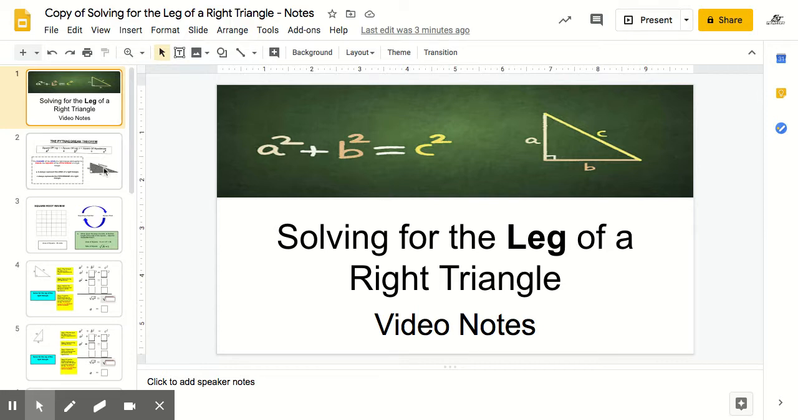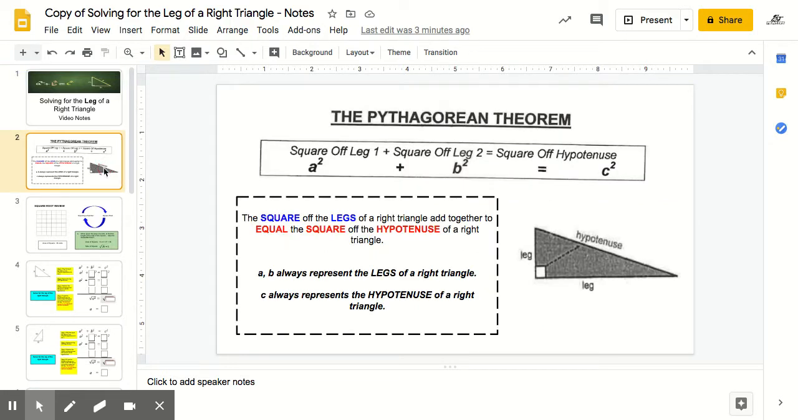Okay, so let us remember from yesterday that the Pythagorean theorem is a squared plus b squared equals c squared. Okay, a and b have to be your legs and c has to be your hypotenuse. Your legs are the two sides of the triangle that make that right angle, and the hypotenuse is the longest side of the triangle, that is always the side opposite of the right angle.